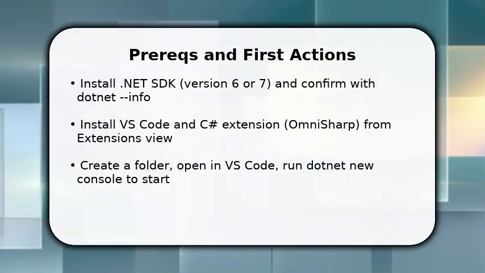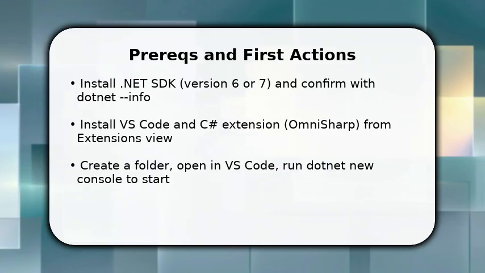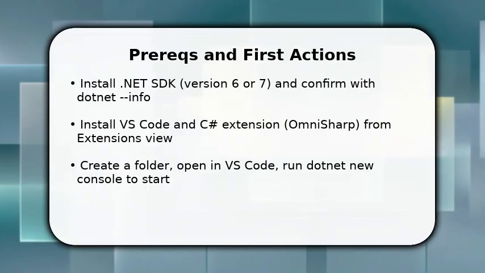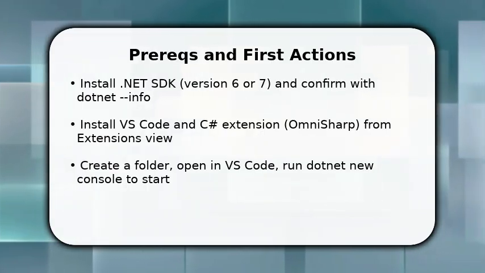scaffold files. Make sure to save and observe Program.cs appear. This first action wires the editor to the toolchain. Without it, features like build and debug won't run.